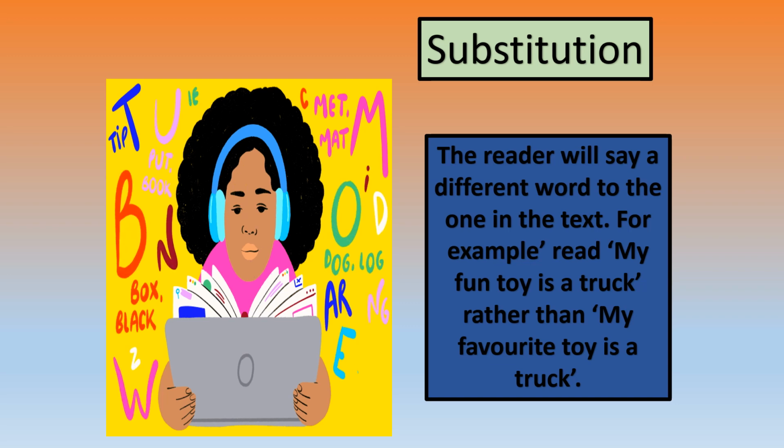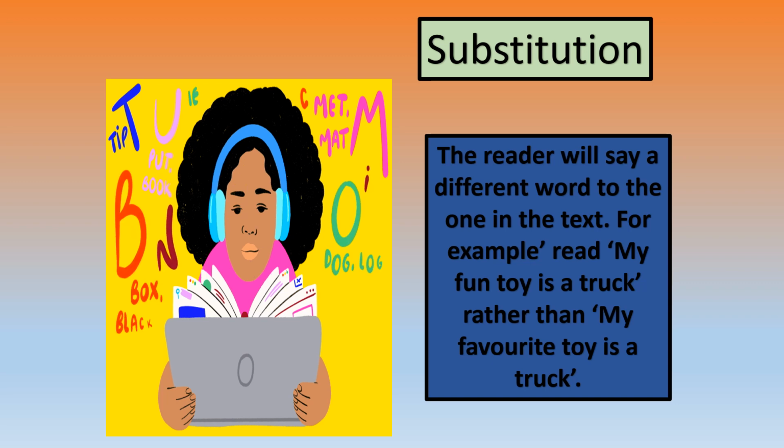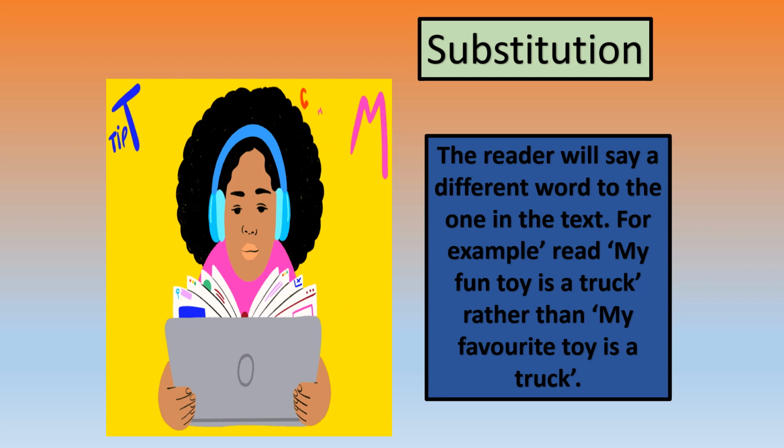Another reading miscue is substitution. This is where the reader will say a different word to the one in the text. For example, your reader might read, my fun toy is a truck, rather than what is actually in the text that says, my favorite toy is a truck.